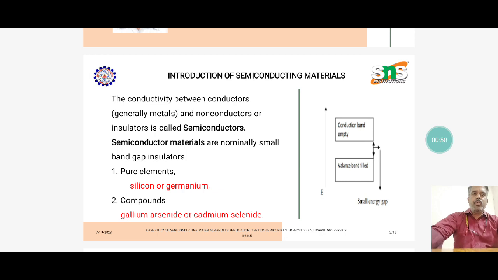It normally has a small band gap compared to the insulator. The pure elements silicon or germanium are examples of semiconductors. The compound semiconductors are gallium arsenide or cadmium sulfide. The band gap means the distance between the conduction band and valence band, based on the energy of the charge transfer.